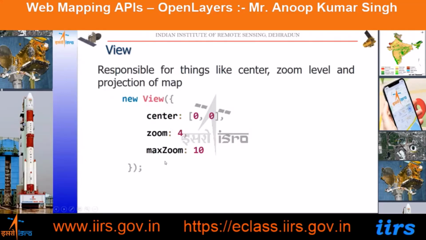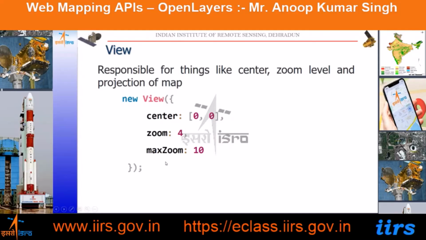Next is view. View is responsible for things like center and zooming, like how many levels of zooming you want, and the maximum it can be is 28. And the projection of maps, like whether you want to use WGS 84 or EPSG 4326. A lot of projections are supported, so it is very rich in that also.